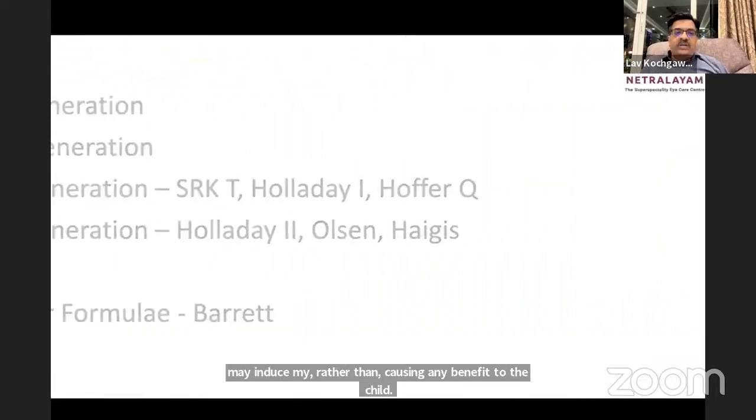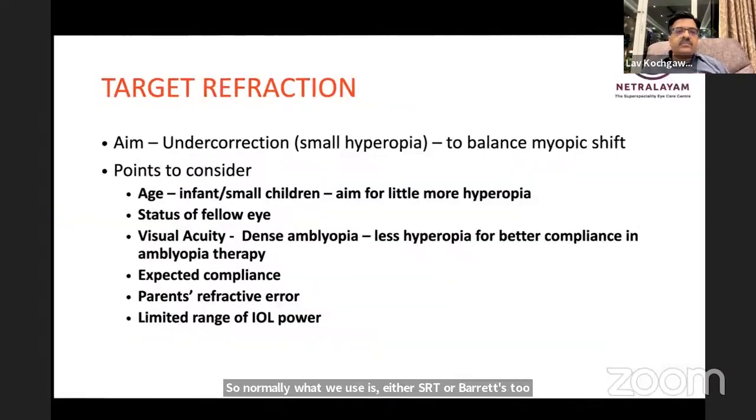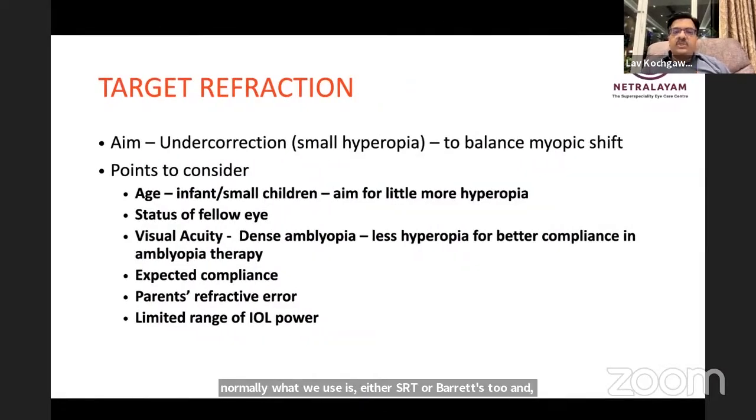So normally what we use is either SRKT or Barrett's 2. Another important issue here is the target refraction, and we generally aim for a small hyperopic correction to balance the myopic shift in the future.